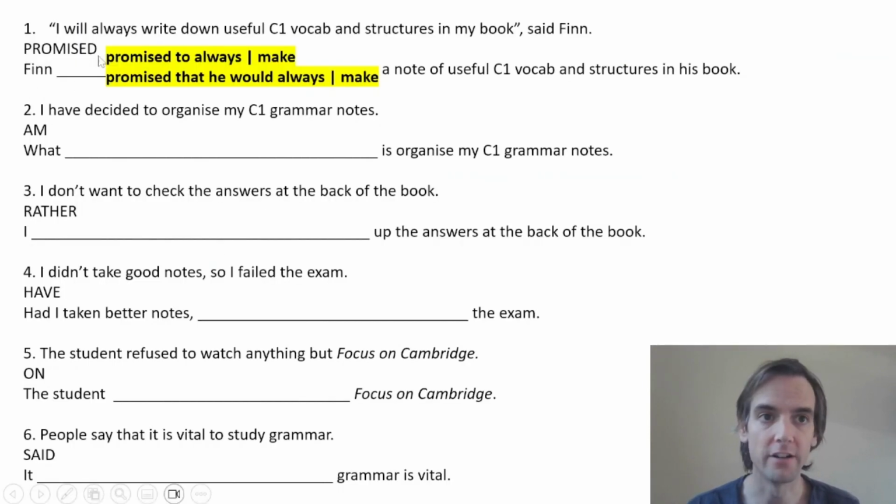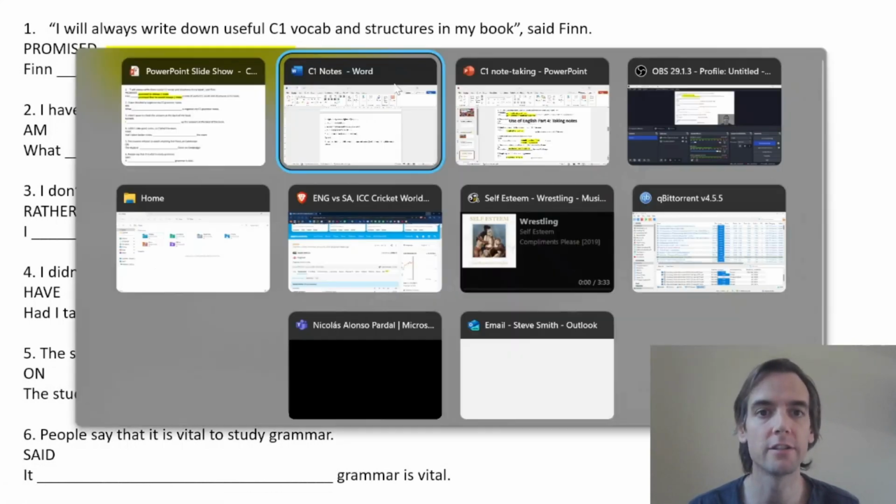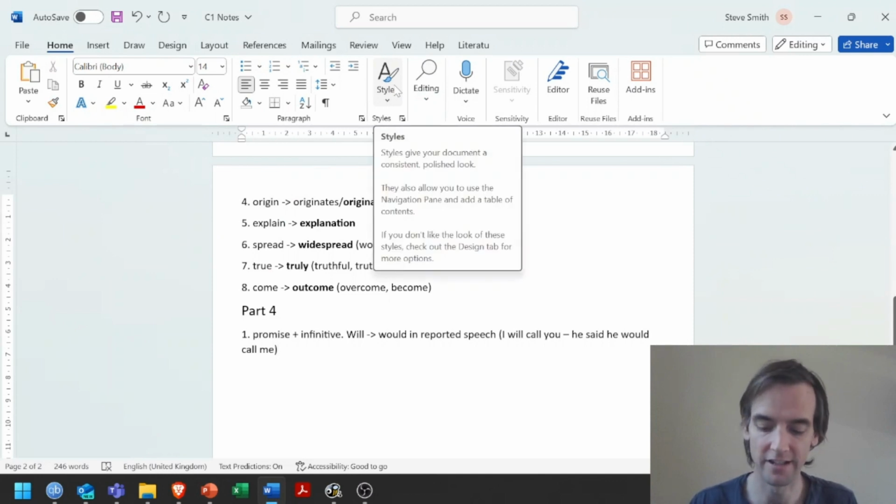That's one point. If you know how to go from direct speech to reported speech: I'll always do it. You promise to do it. You promise that you would always do it. Second point, I'm going to write down the vocab. I'm going to make a note. It's an expression. You have to know the expression.